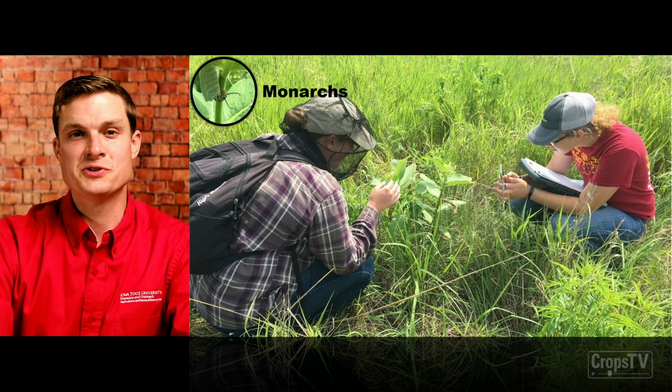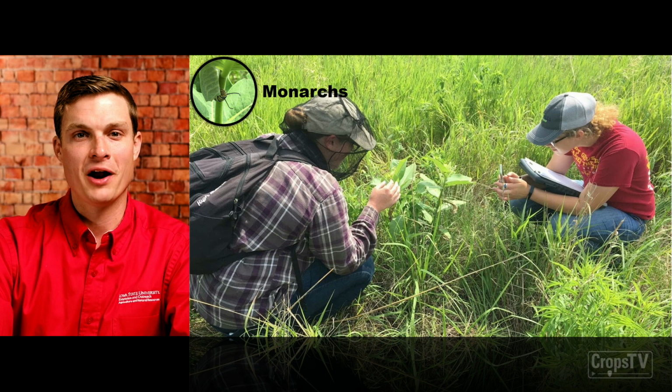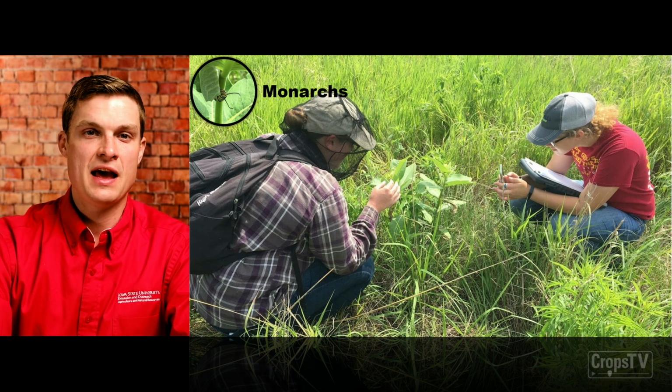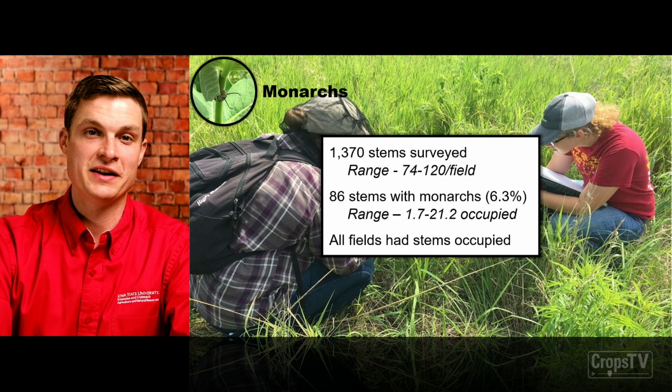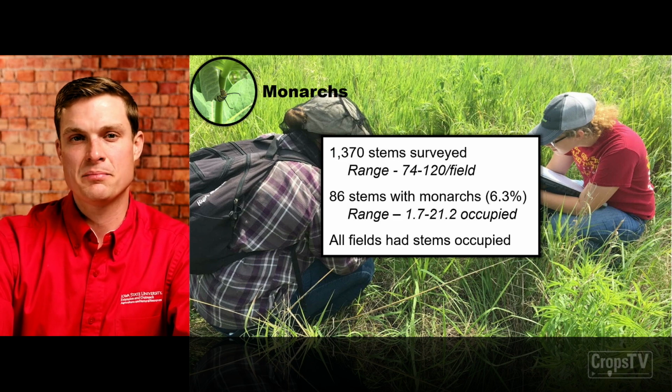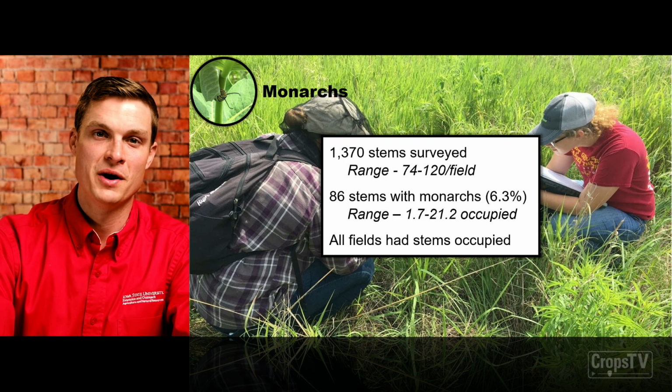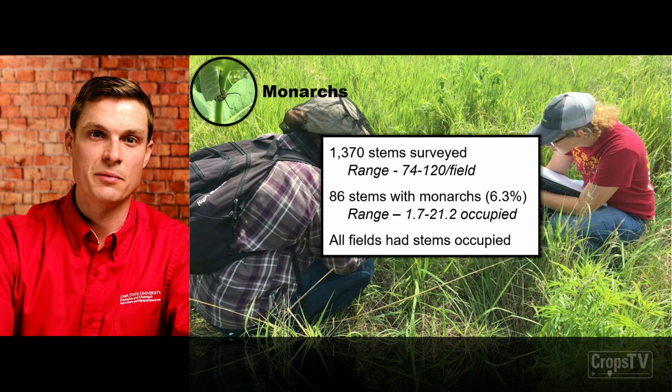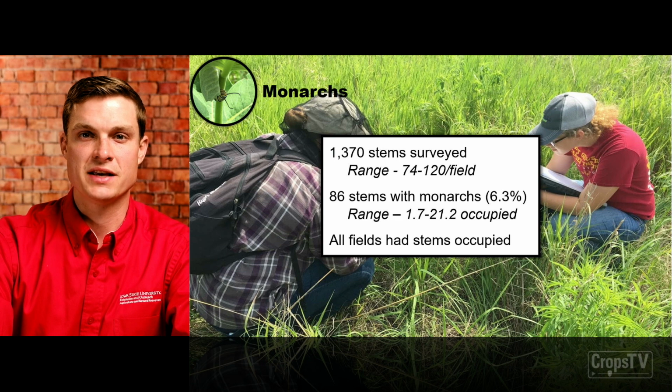We also had those interns and staff look for monarchs on the milkweeds themselves, and we surveyed 1,300 stems, and 6% of them had a monarch on them. This is either an egg or a larval stage, and that's pretty consistent with what we find in other studies. It takes a lot of milkweeds to grow a couple of monarchs, and so we need a lot of them out there. And the fact that monarchs are taking advantage of these areas is really promising as well.